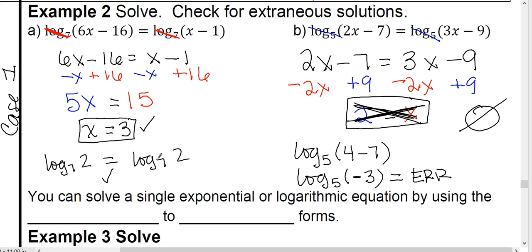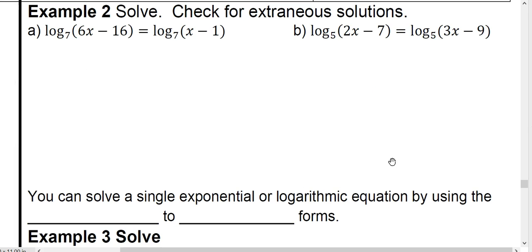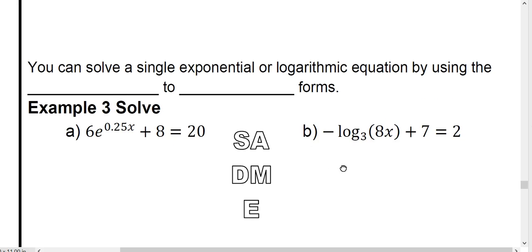So you do have to be very careful with logs because they're restricted domains. They have to be positive numbers, no zeros, no negatives. If you end up with a zero or negative, then you ignore it and you throw out the solution and it's no solution. Alright, so that's when you have the double logs, just one on each side. Again, if you have two on a side, that's a separate case, which we're not doing until after we do properties.